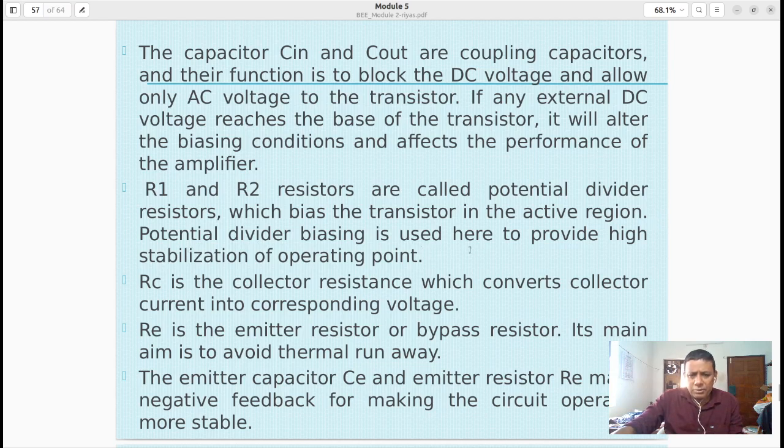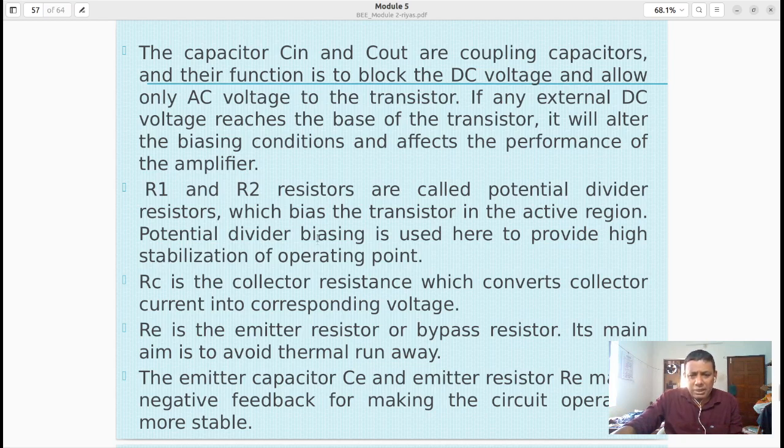Potential divider biasing is used here to provide high stabilization of the operating point. So, operating point means a fixed IC and VC point. IC and VC have to be the same throughout the operation of the transistor. That is known as the operating point stabilization. So, in the other biasing, that is in the fixed bias as well as collector to base bias, there can be change in the operating point.